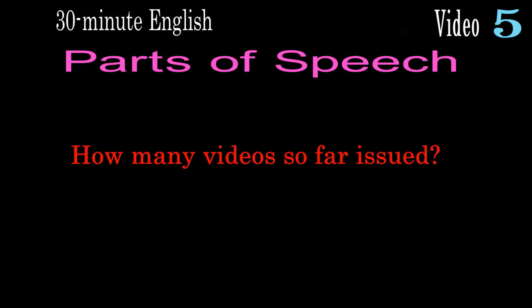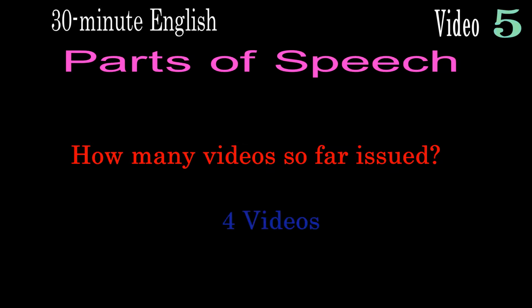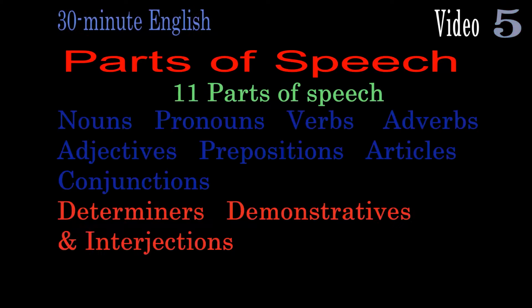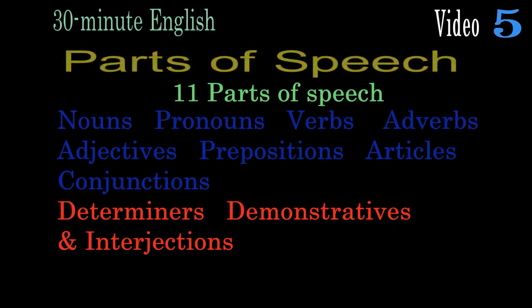Before that, let me ask a question. Can you remember the number of videos we have so far used in this series? I know you can remember it well. It's exactly 4 videos. There we have outlined a number of important parts of speech, namely nouns, pronouns, verbs, adverbs, adjectives, prepositions, and in the last video, we outlined conjunctions. Altogether 8 in number and 3 to come.